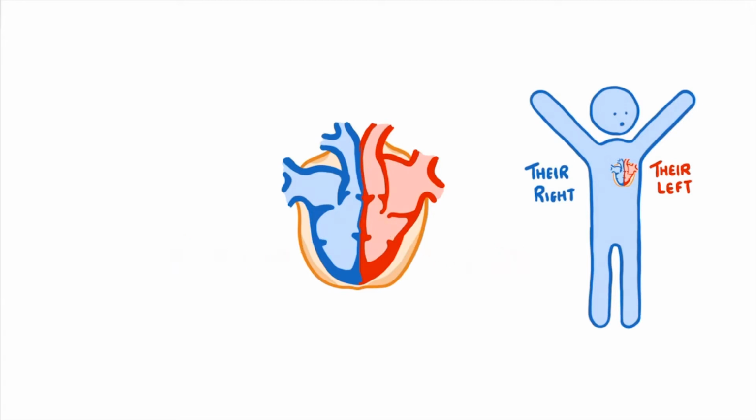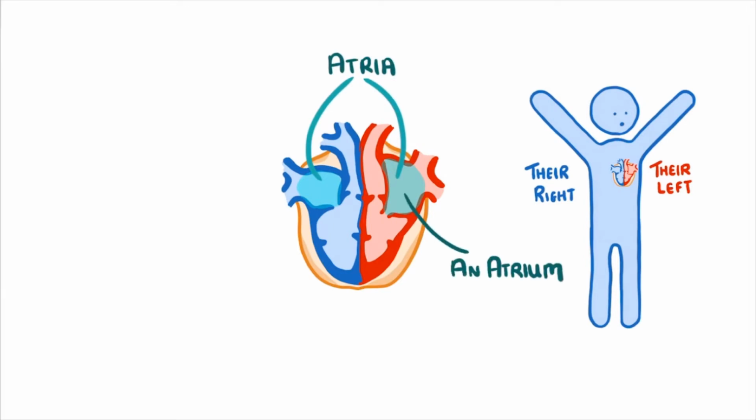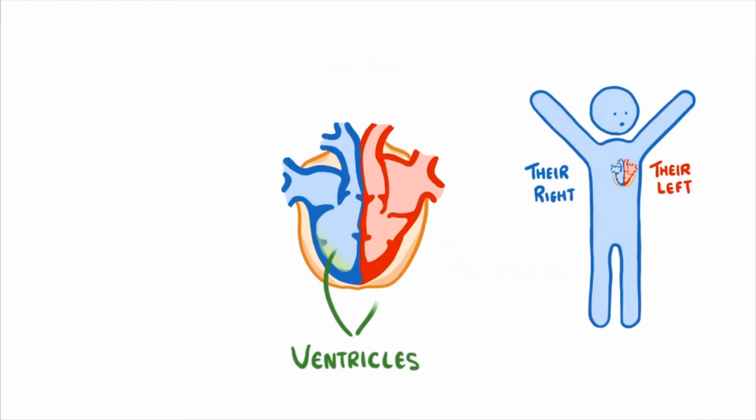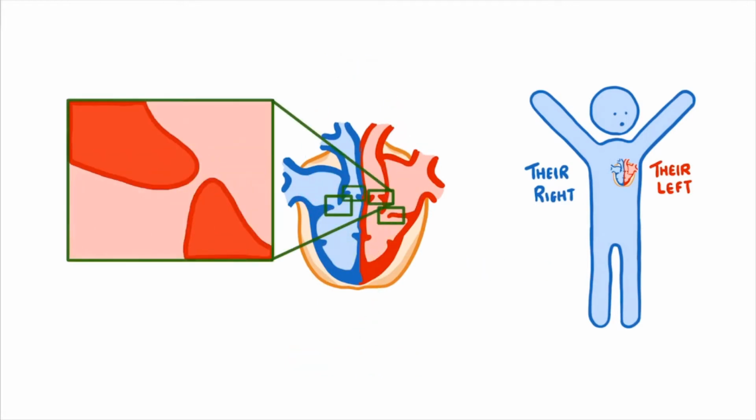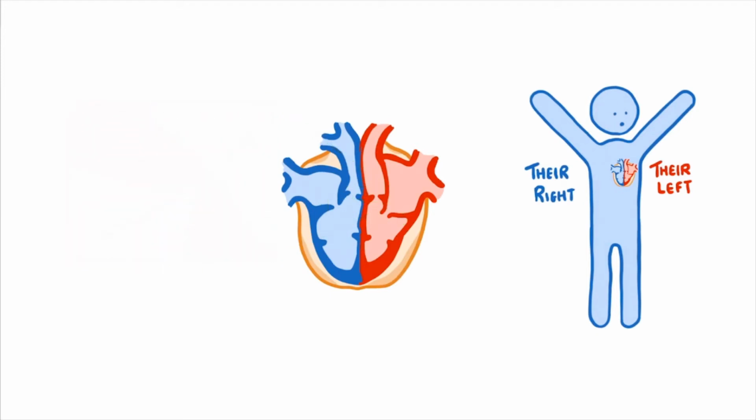You also need to know that the top chambers are called atria, with an individual one being called an atrium, and the bottom chambers are ventricles. Between the chambers and the vessels, we find valves, which prevent the blood from flowing backwards, ensuring that it always flows in the right direction. Let's take a look at the path that the blood takes as it passes through the heart.